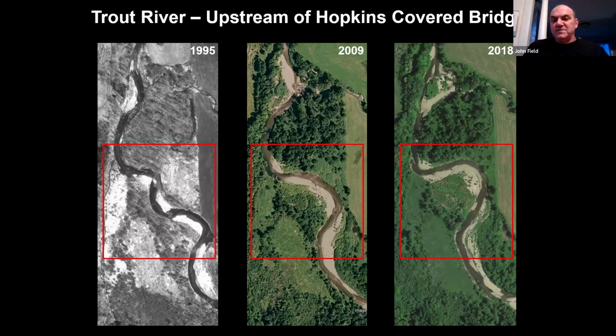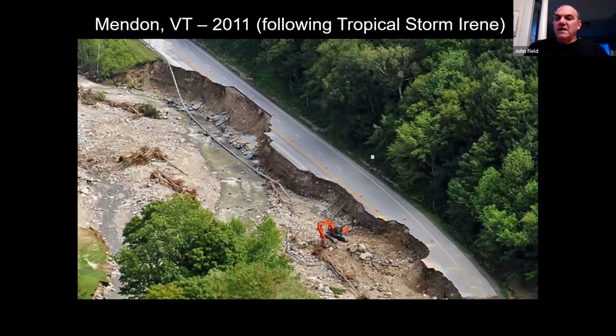This dynamic nature of rivers doesn't really cause any problems, if you will, until it starts interacting with infrastructure, roads, and other valuable resources.